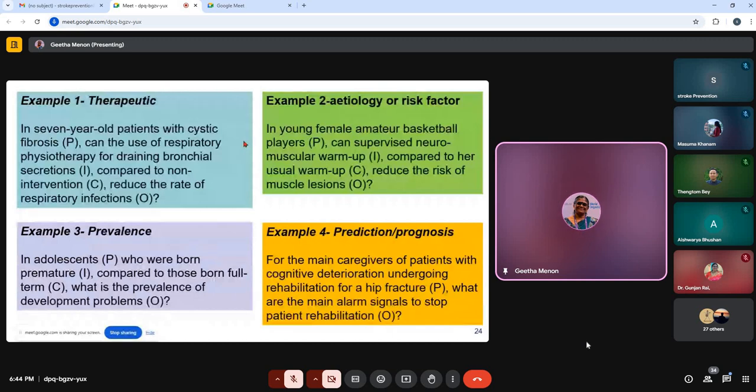and the outcome here is the rate of respiratory infections. If you see the second example on etiology or risk factor, the question is: in young female amateur basketball players, can supervised neuromuscular warm-up compared to usual warm-up reduce the risk of muscle lesions? So we're talking about female amateur basketball players, that becomes your P. Supervised neuromuscular warm-up becomes the I component. The C component is the usual warm-up or the usual care, and the outcome is muscle lesions. So this way you can define your research question in a manner that fits best into the PICO framework, and that is how it should be, because that helps you in searching the articles of relevance based on these components. So these are some of the examples.